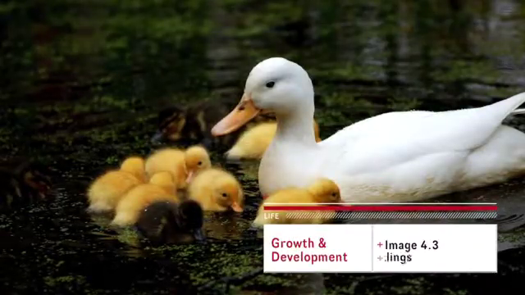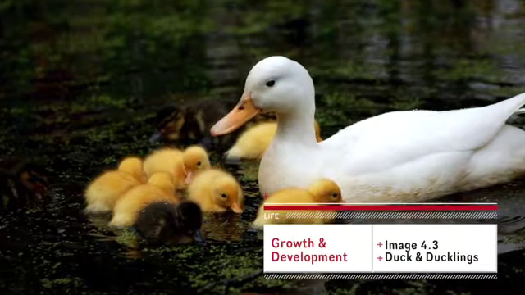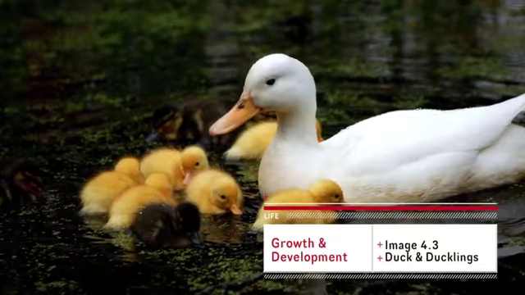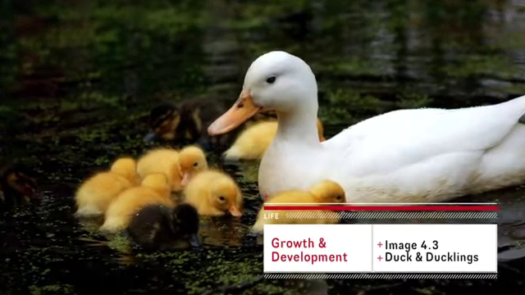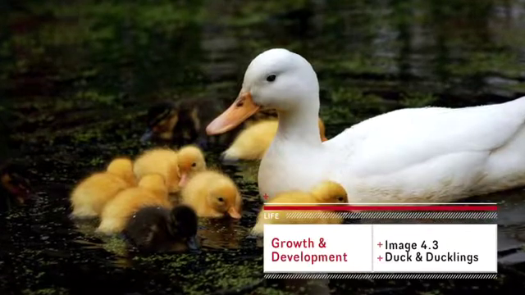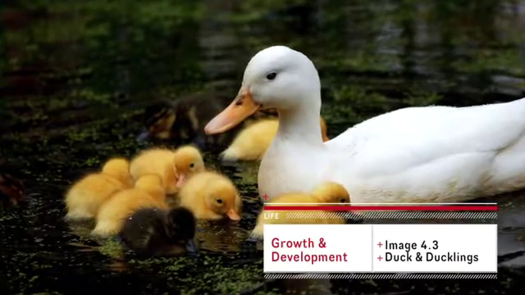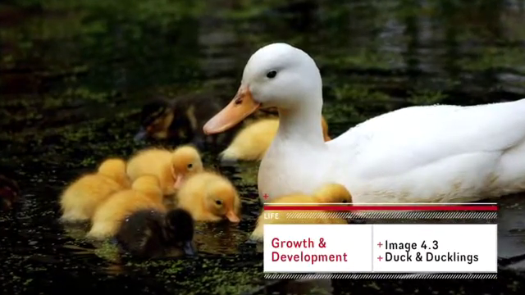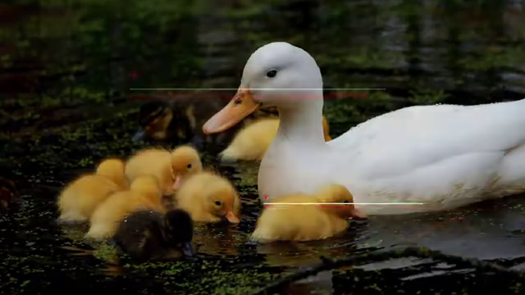This photograph of a Peking duck and her ducklings represents organisms experiencing growth and development. The younger ducklings are much smaller and have yellow fluffy feathers. Over time, they will grow in size and develop smoother white feathers.